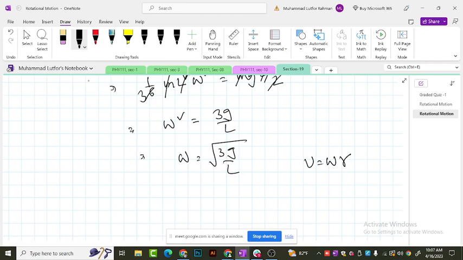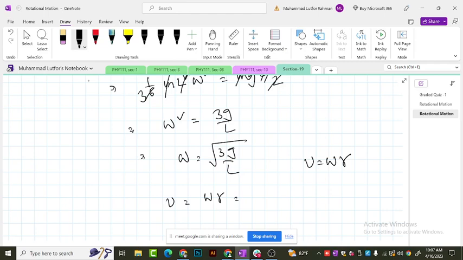Now what should be that one? So v would be omega into r. What should be the r over here? What should be the value of r? L by 2? Only L, yes, exactly. It's L. So then I'll find out root over 3gL into that L. Don't cross out this L over here.